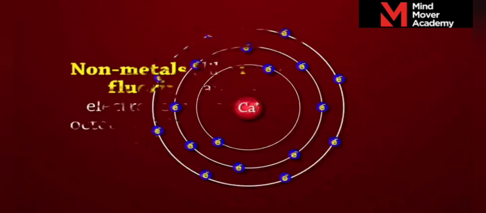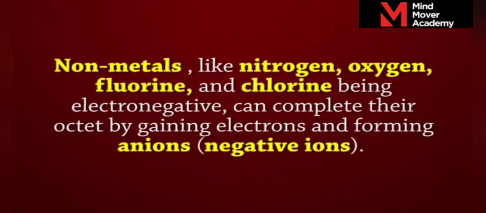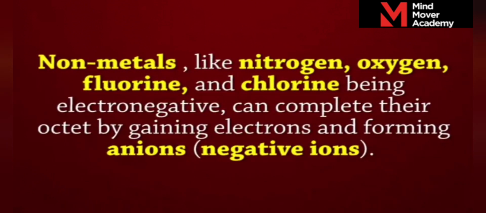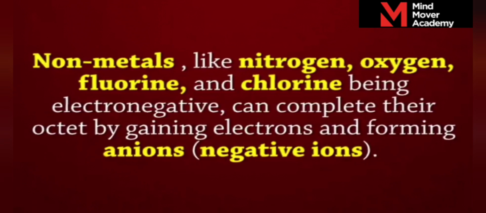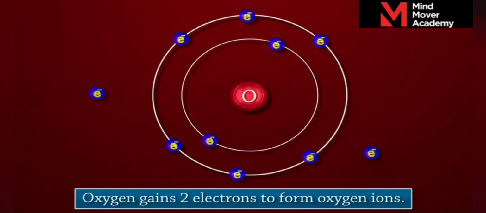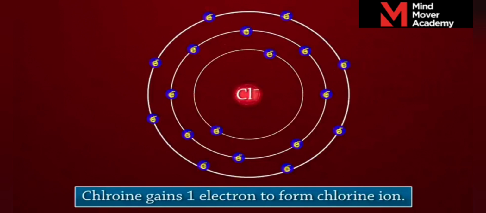Non-metals like nitrogen, oxygen, fluorine and chlorine, being electronegative, can complete their octet by gaining electrons and forming anions or negative ions. For example, nitrogen gains 3 electrons to form N3- ion. Oxygen gains 2 electrons to form O2- ions. Fluorine gains 1 electron to form F- ion. Chlorine gains 1 electron to form Cl- ion.